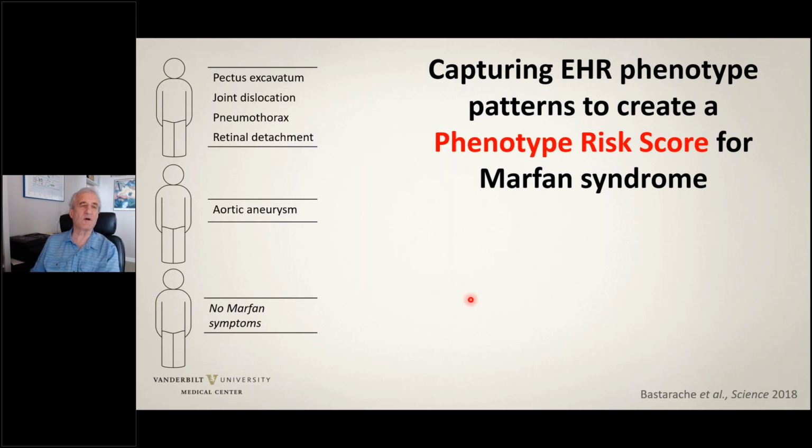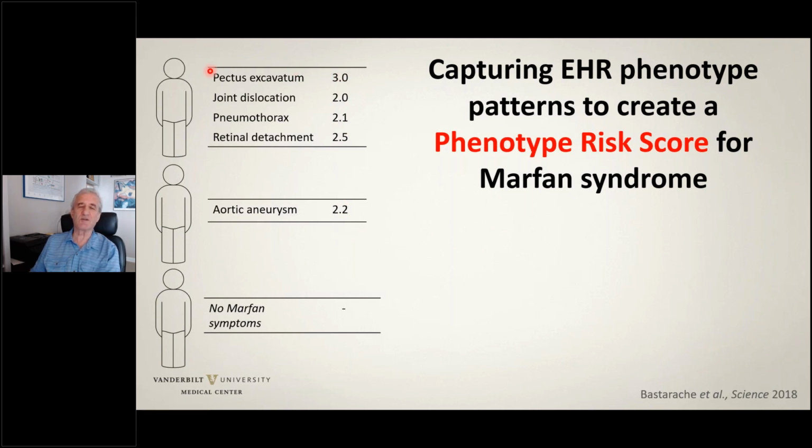So Lisa Bastarache, a data scientist in our group, had the idea of creating what she calls a phenotype risk score for Marfan syndrome. Here are 3 patients, one of whom has 4 symptoms that remind you of Marfan syndrome. Another has an aortic aneurysm, which is one of the hallmarks of Marfan syndrome. Another one has no Marfan symptoms. What Lisa has done is assign weights to each of these symptoms. And the weights she's assigned are derived from our electronic medical record and from how common these symptoms are in patients with or without Marfan syndrome.